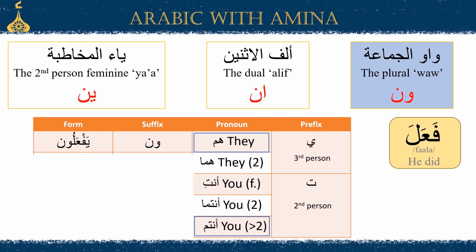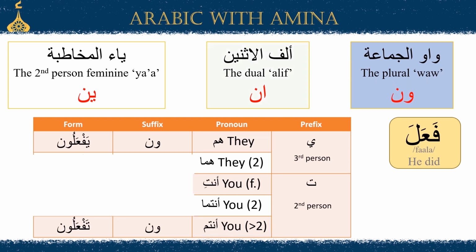We have both a prefix and a suffix. And if we were to say antum, you, in the plural form, the suffix is also waw noon, but the prefix is going to be ta. So the verb becomes taf'alun, you are doing.